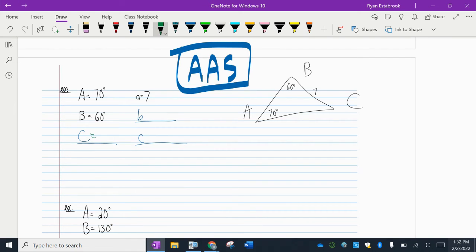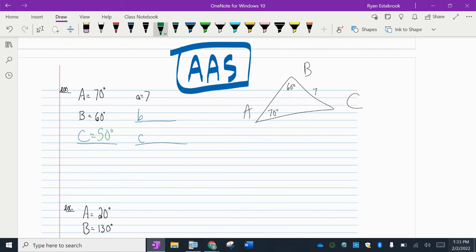How big is angle C? How many degrees are in a triangle? And we've used up 130, so angle C must be 50. Notice there still is a line underneath it because we had to solve that. It wasn't given to us. We had to solve it. So one of your tools is just to know that all three angles in a triangle are always going to add up to 180. So angle C, 50, great.